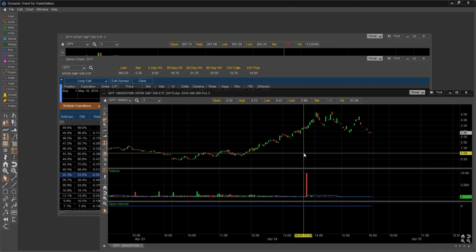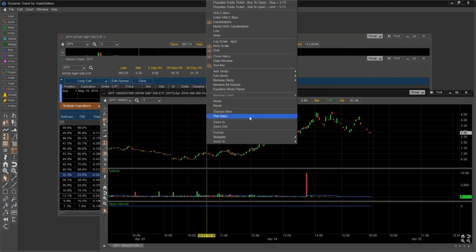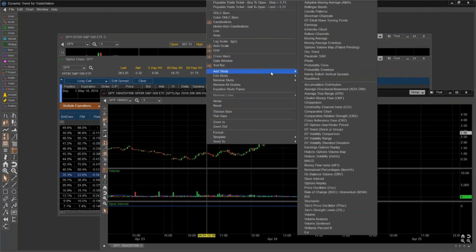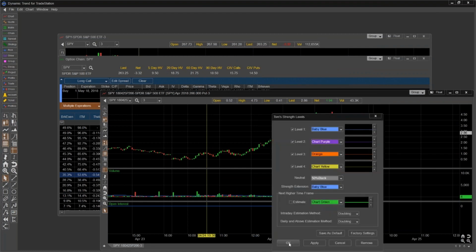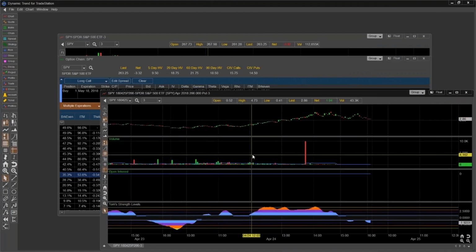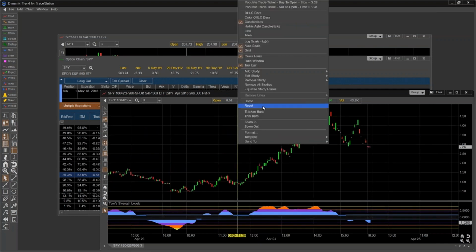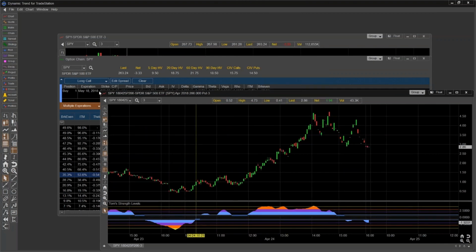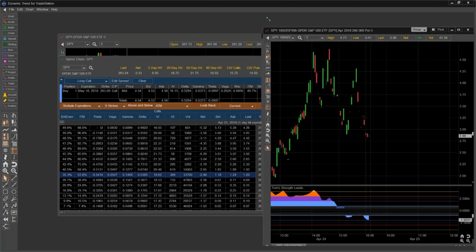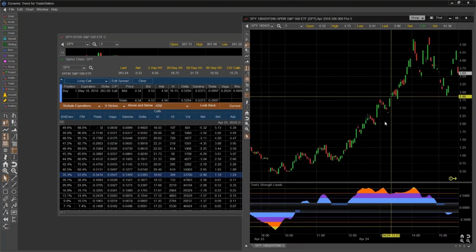and then change that to a 3-minute chart. And I can add the TSL if I wanted to. So I'm going to take the volume out of there and the open interest. And so if you put this chart side by side, that's the option.